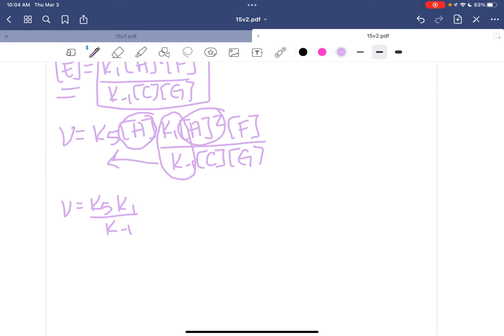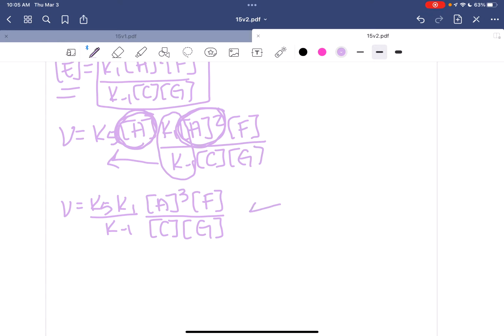And then we have A to the third power because we have 1 from our original rate equation and 2 from our substituted equation. And then it's still times the concentration of F divided by the concentration of G and C. All right, so now that's our updated rate law.